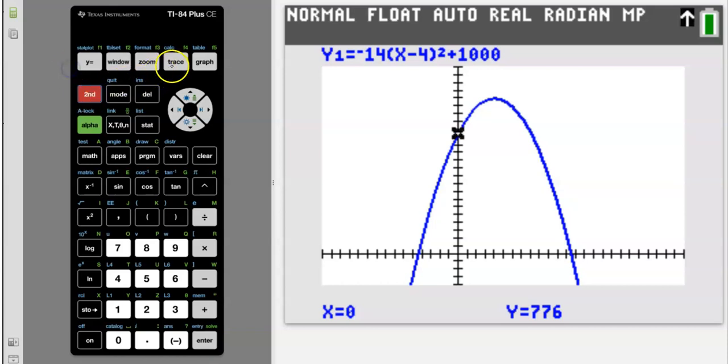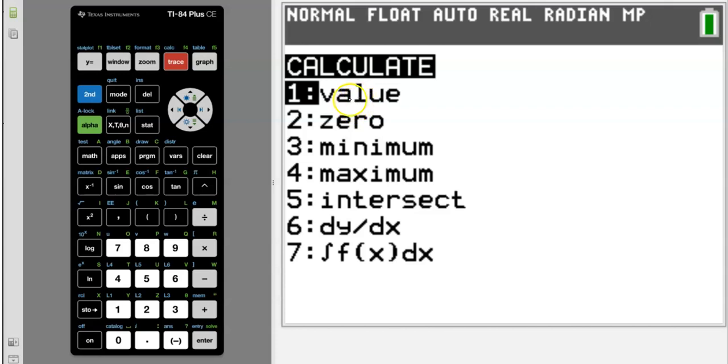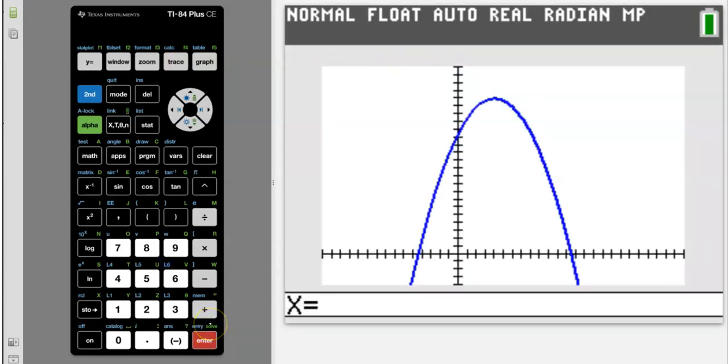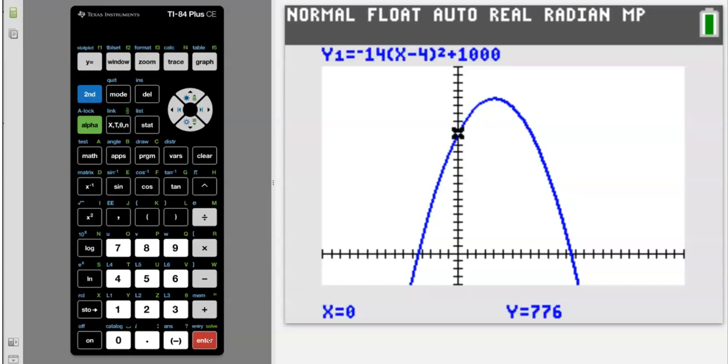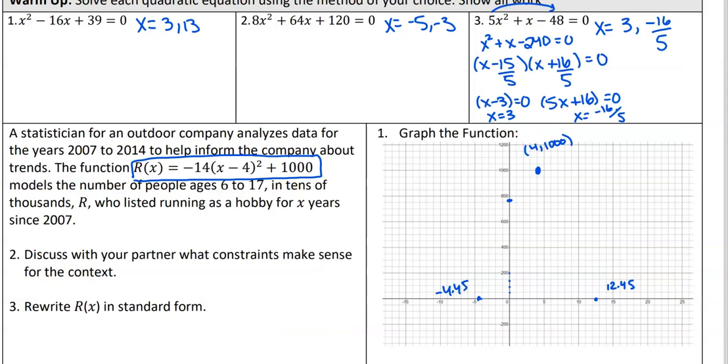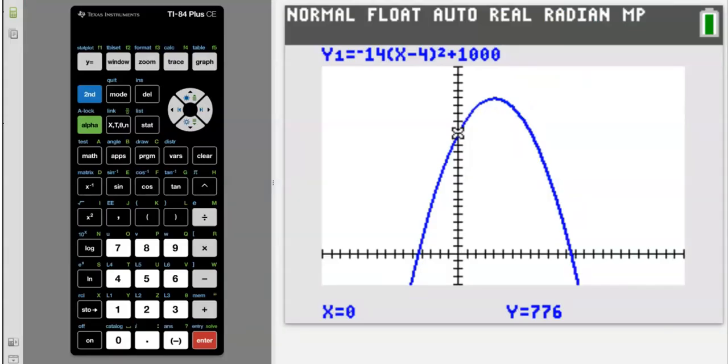So with second trace, you want to find a specific value. That's the very first option, number 1. You can plug in any value for x. If I want x to be 0, that's finding the y-intercept. I push enter, and it tells me if x is 0, then y is 776. So we're going to have it here, and I'm going to mirror image that: 1, 2, 3, 4 on the other side. Not beautiful, but it's better looking than before.